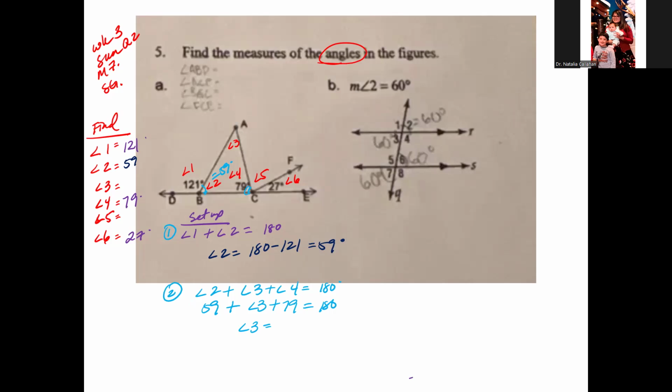So is it correct? What's angle 3? It's just 180 minus 79 minus 59. That's okay. If you made a mistake, go back and change it. 42? Okay, so angle 3 is 42.